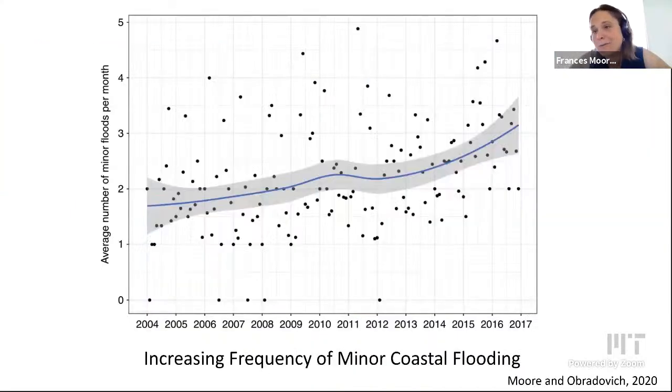So these minor coastal flooding events are common and they're becoming more common. This is just taking data from tide gauges along the US East and Gulf Coast and looking at the average number of floods per month. And you can see it's going up, and that is exactly what we would expect because of climate change.